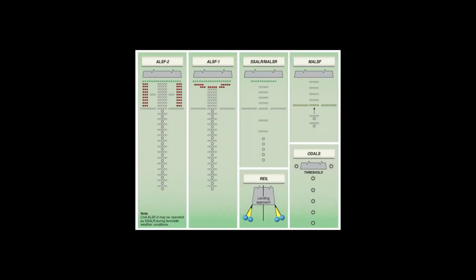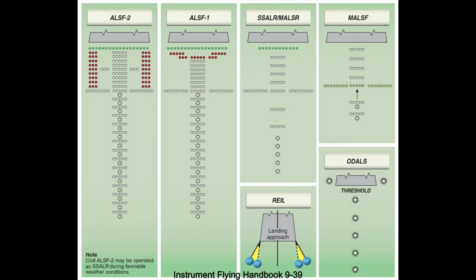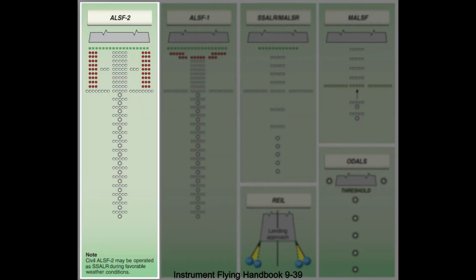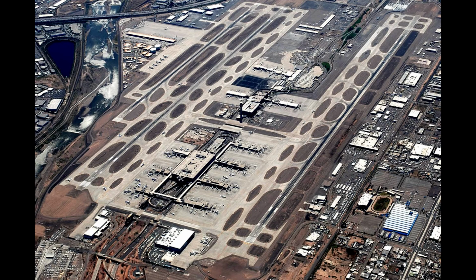Number 3. At least one of the following visual references for the intended runway is distinctly visible and identifiable to the pilot. First, the approach light system. There are a few different types of approach light systems, with the most common examples being the MALSR, ALSF-1, and ALSF-2. The majority of runways do not have an approach light system. These systems are more commonly found at larger airports or airports with a large volume of IFR traffic.